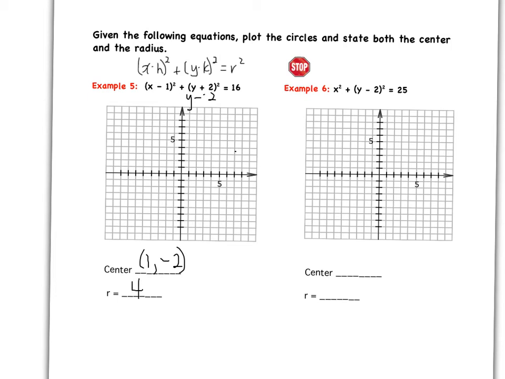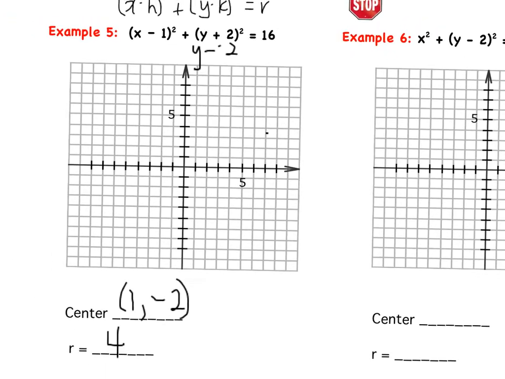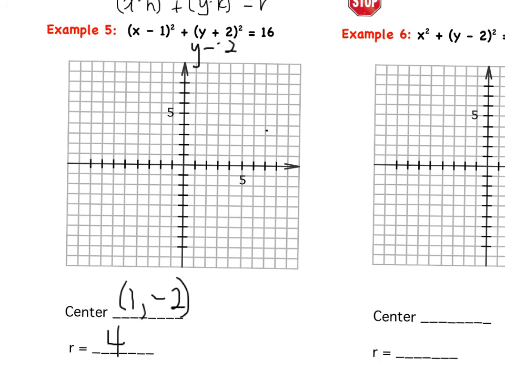Then we simply plot our center on our graph. I'm going to make it a little larger, a little bit easier to plot. So 1, negative 2, plot our center, and then the radius is the distance from the center to the outside of the circle. So we can do that in any direction. The easiest way is to go vertically and horizontally.